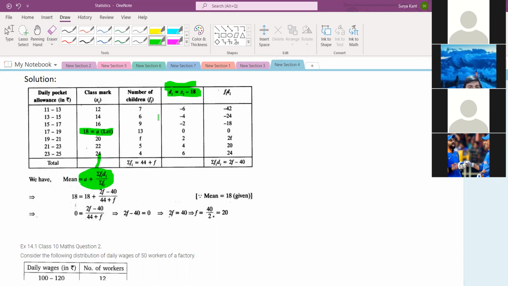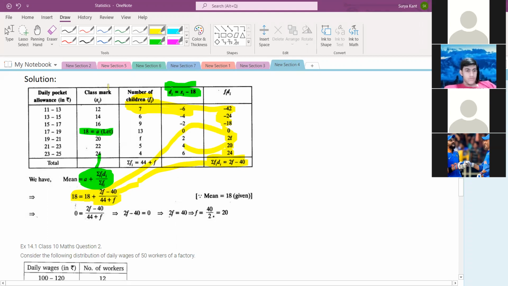Yes, sir. So what you get as di, you should multiply with Fi. You can find Fi di. The multiplication of F and di, for example F7 and minus 6, is minus 40. You can find this and add all of these. Then put the values in the formula. Mean is given here, A you can find. Then this point is 0. Now understood or not? Yes, sir.